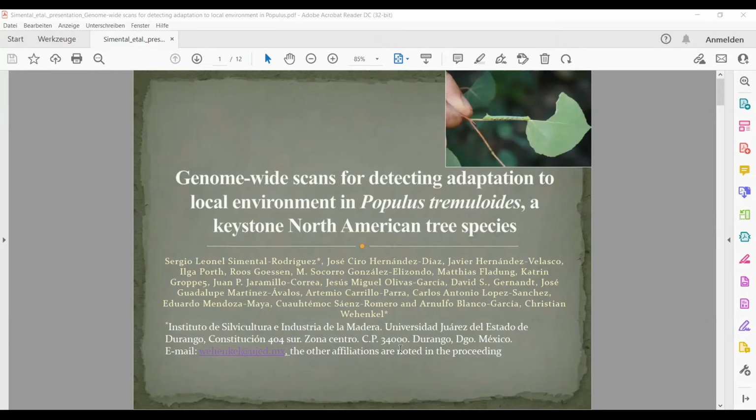Sergio Simmental cannot participate, and so I have to present. I would like to present this presentation about a genome-wide scan for detecting adaptation to local environment in Populus tremuloides, a keystone tree species in North America.